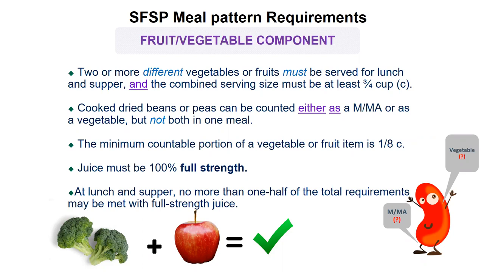So there's an example at the bottom of the slide where the menu planner has decided to do broccoli and 1 apple as the fruit vegetable component offerings under lunch. In this case, we'll just say it's 1/2 cup of broccoli and 1/2 cup of apple for a total of 1 cup. That's actually more than what's required for that component group. You need to have at least 3/4 of a cup, but you can exceed the minimum requirements in SFSP because there's no weekly maximums with the SFSP meal pattern. And then we have the little bean in the corner of the slide, just reminding you that menu planners have to make the decision or the judgment call on whether or not it's going to credit towards meat alternate or vegetable.